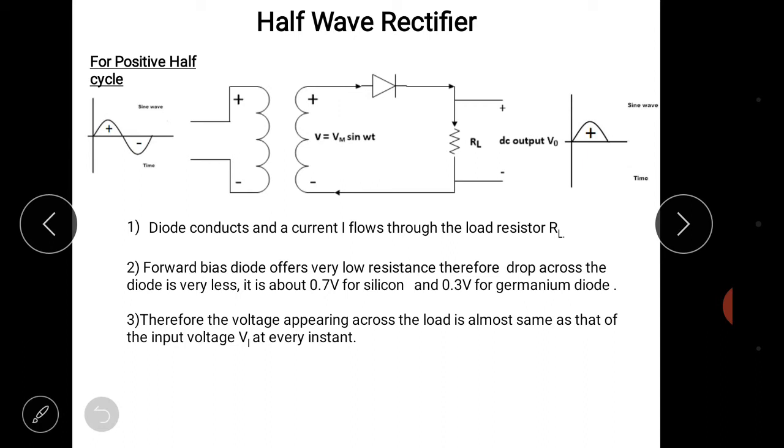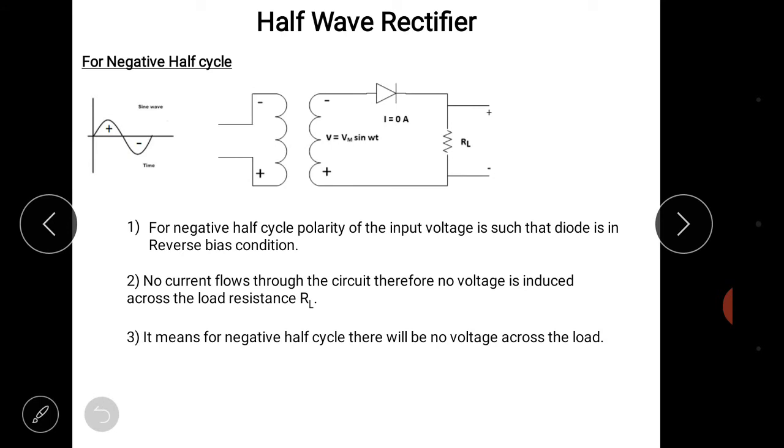Forward bias diode offers very low resistance, therefore drop across the diode is very less. It is about 0.7 volt for silicon and 0.3 volt for germanium diode. Because now current is flowing through the load resistance, so we are getting the output. Therefore the voltage appearing across the load is almost same as that of the input voltage Vi at every instant.